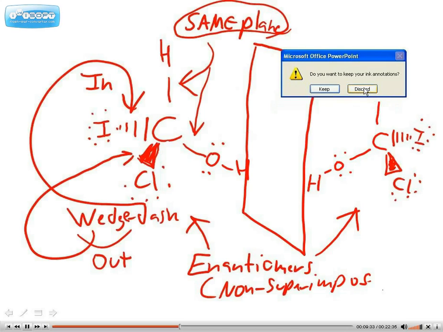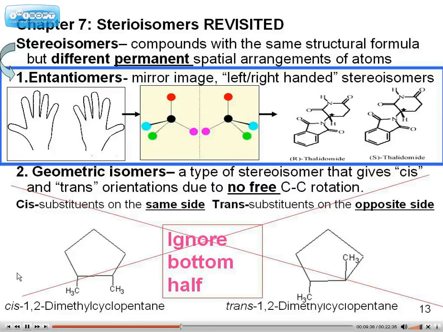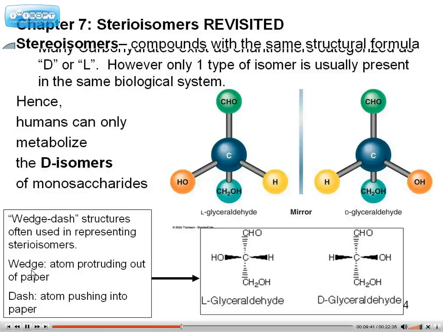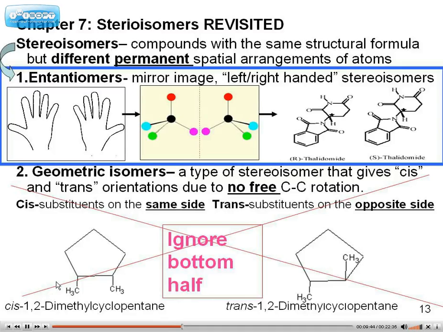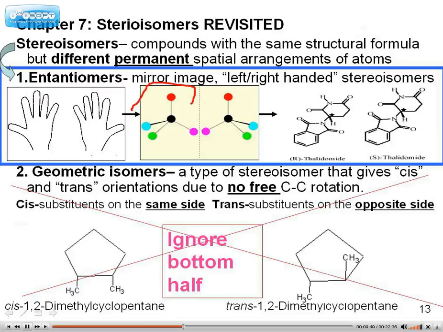So let's go ahead and take a look at this example right here. So again, these are enantiomers. Now, it turns out that in the biochemistry world, nature prefers only one type of enantiomer. So it could either like the one on the left or the one on the right.